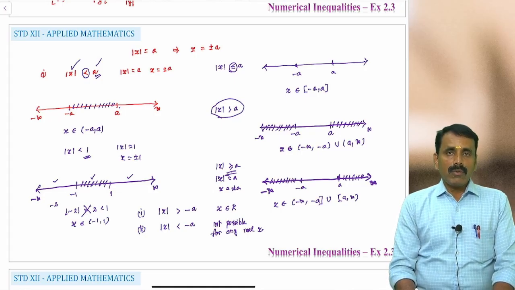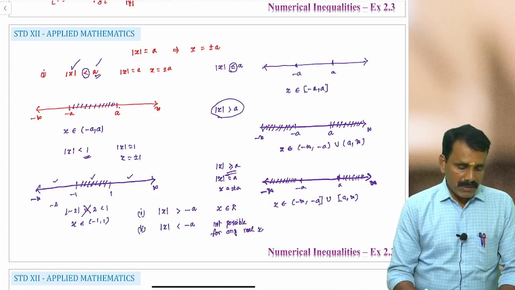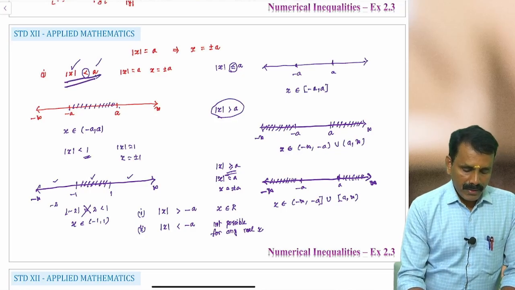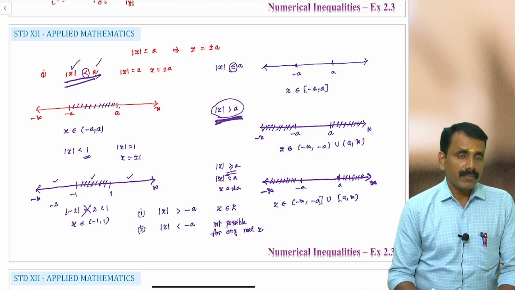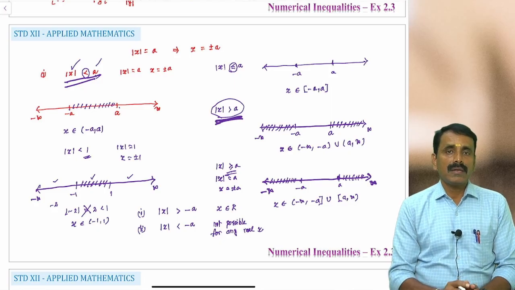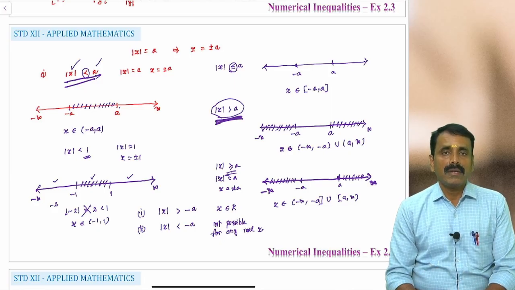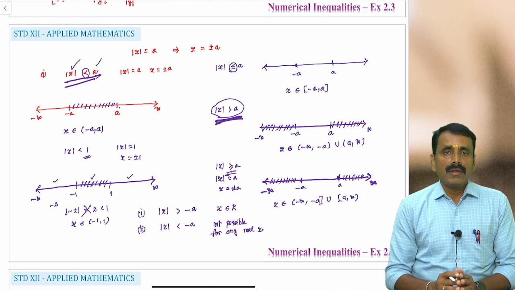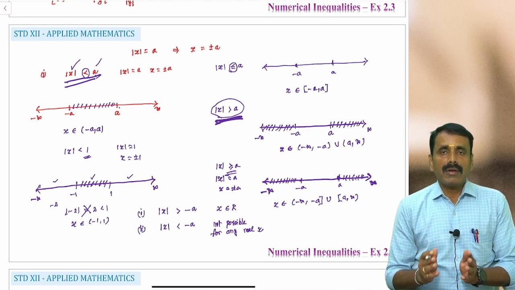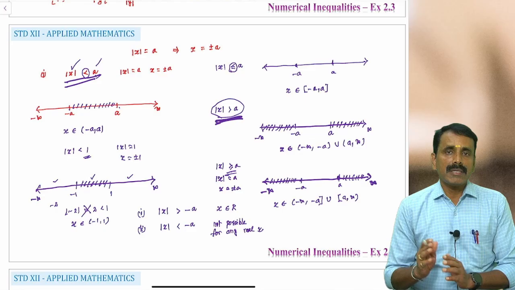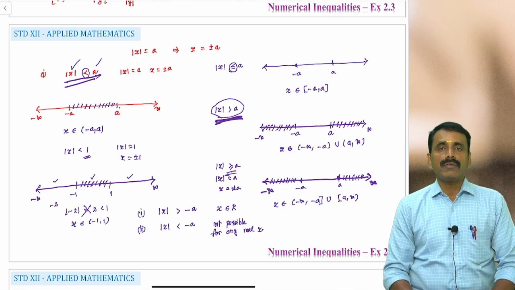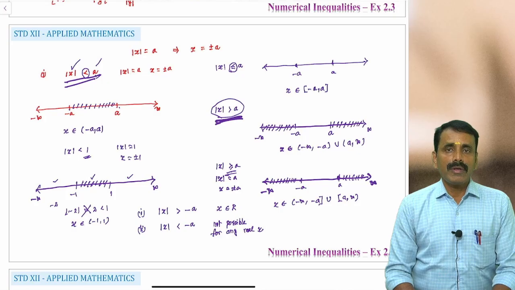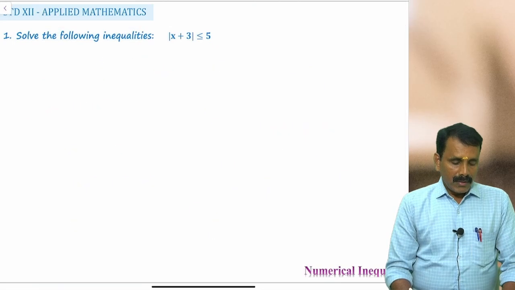So to solve the inequalities involving modulus, we must know this concept. Mod x is less than or mod x is greater than. If it is less than, it will lie well within the interval. If it is mod x is greater than a, it will lie outside minus a and plus a. With this introduction, we are going to start solving the inequalities involving modulus function. Now see the first question.